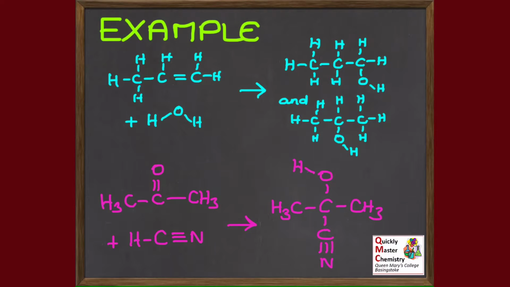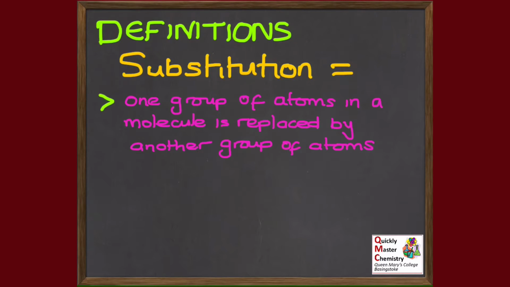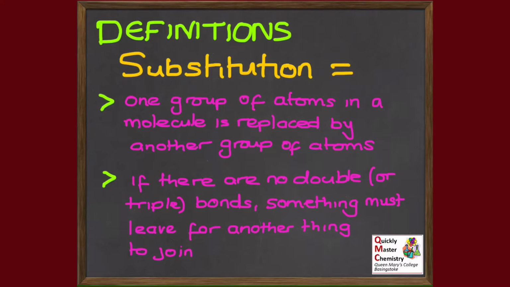The second possibility you need to know for the type of reaction, the second part of the name of a mechanism, is substitution. So what do we mean by a substitution reaction? Well, the definition is one group of atoms in a molecule is replaced by another group of atoms. When does this happen? Well, in a way it's our only option if we don't have a double or triple bond present in the molecule. If we're going to attach anything else to the molecule, something's going to have to leave. So substitution is when one thing in the organic molecule is swapped for something else.